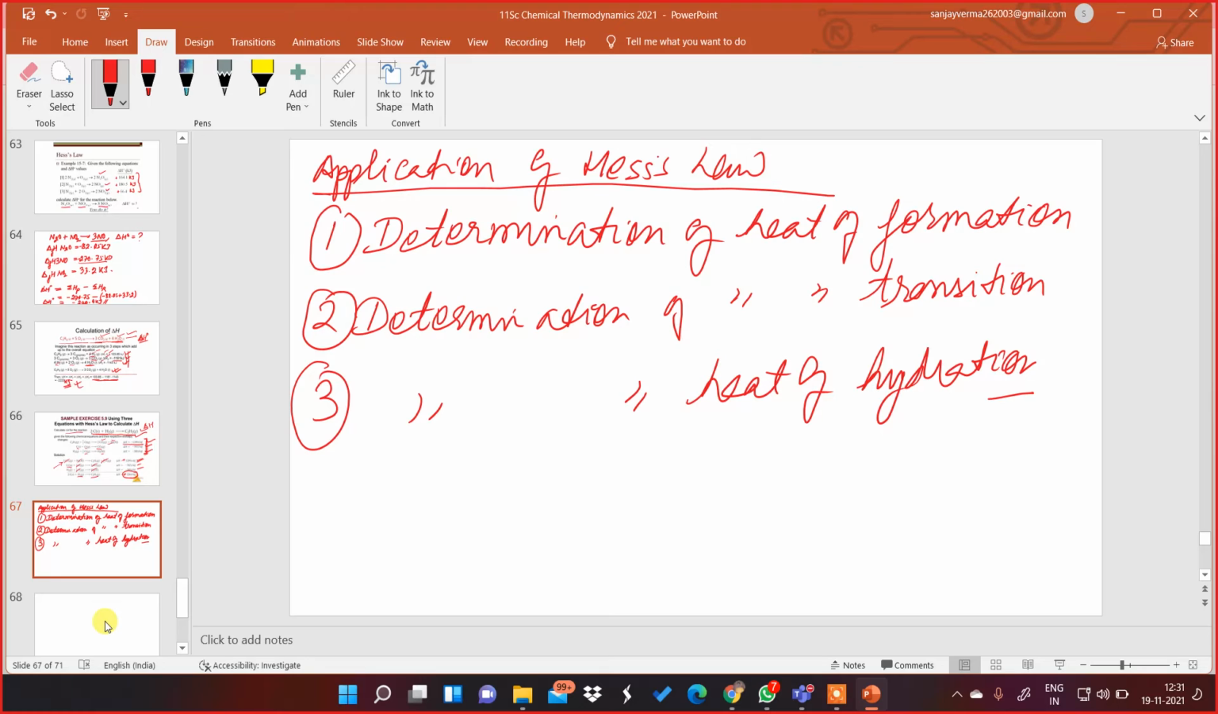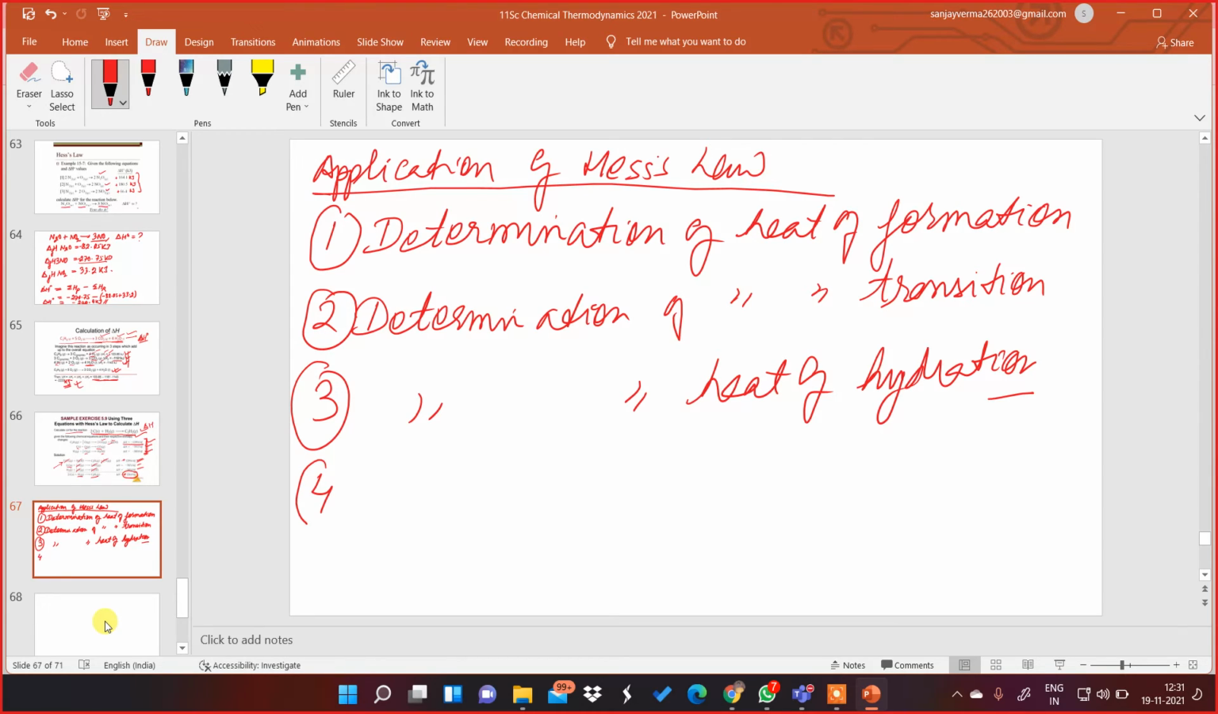The amount of heat which is involved, that is called heat of hydration. Okay. So in the determination of heat of hydration, remember, the enthalpy change involved in the conversion of 1 mole of an anhydrous salt into a specified hydrated form is called heat of hydration or enthalpy of hydration. The direct measurement of heat of hydration is quite difficult, but it can be easily determined with the help of Hess's law. So by using Hess's law, we can determine the heat of hydration indirectly from the given data. Okay, that is application number 3.